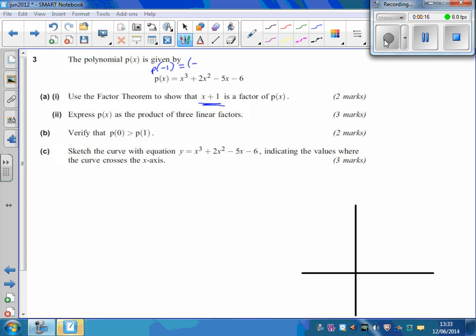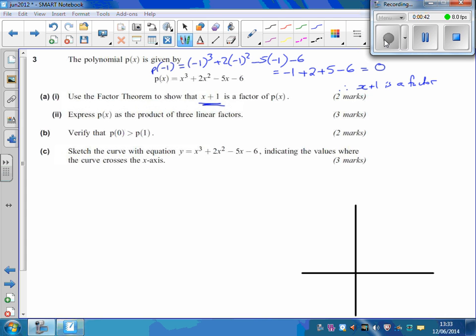So we've got minus 1 cubed, 2 lots of minus 1 squared, 5 lots of minus 1. I'm going to take away 6. Let's do another line as well. So we've got minus 1 plus 2 plus 5 minus 6. And as expected, that's going to equal 0. Don't stop there, there's 2 marks, so we write therefore x plus 1 is a factor.